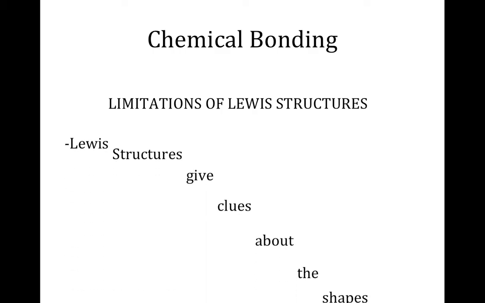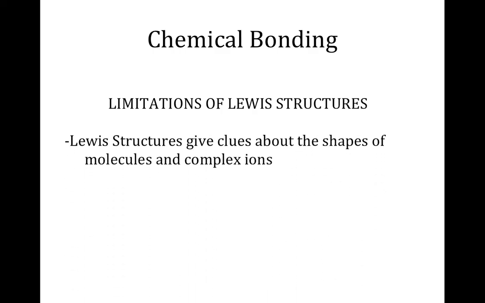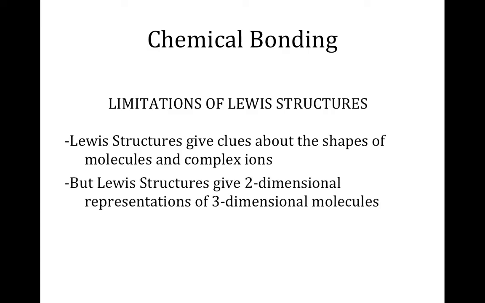Good day. We are looking at chemical bonding, and we're moving from Lewis structures to something called VSEPR. Lewis structures give us clues about the shapes of molecules and complex ions, as it says there. But there's a problem. Lewis structures are simply two-dimensional, like on a flat page. But molecules are three-dimensional. They have depth.